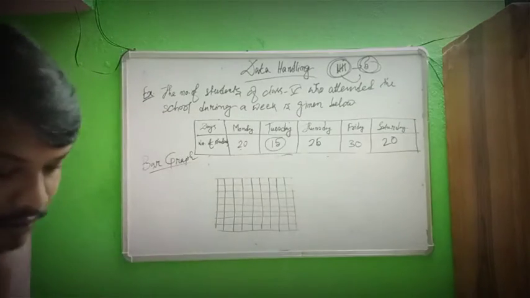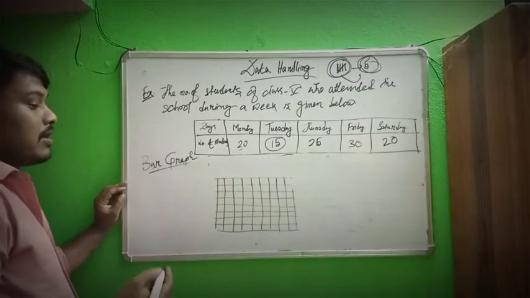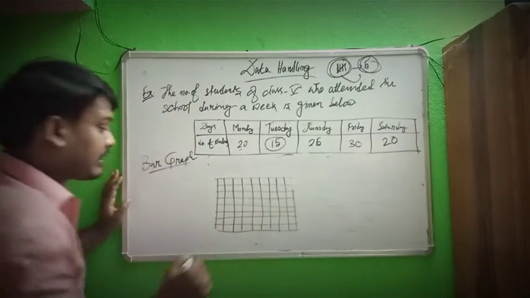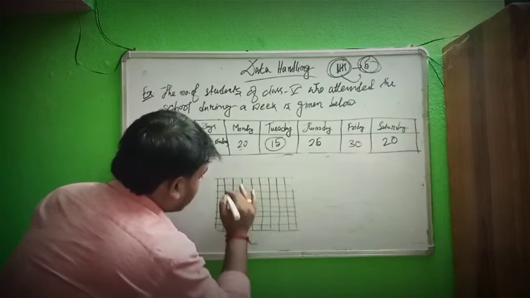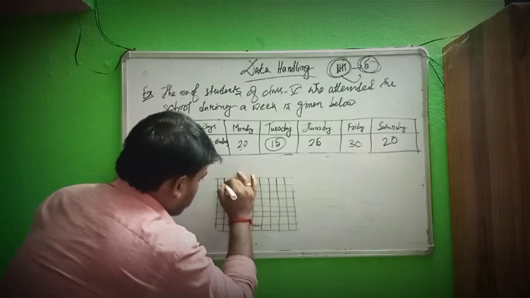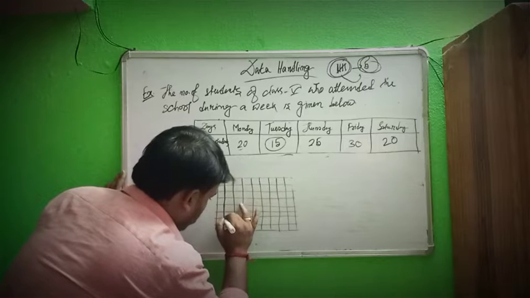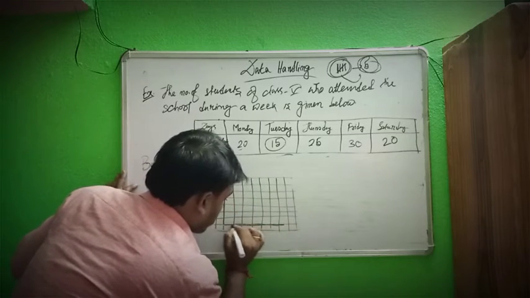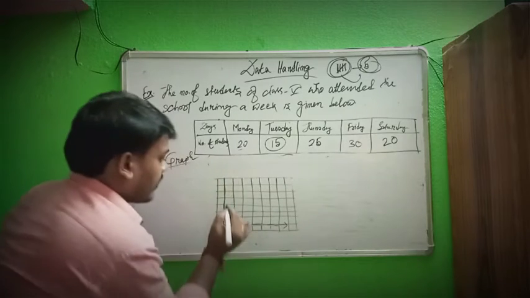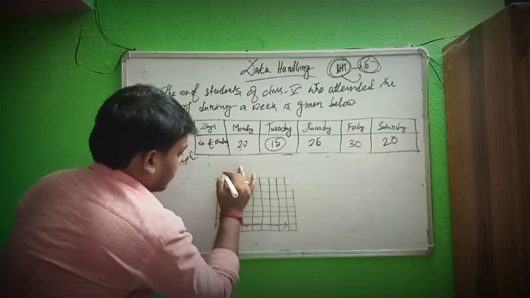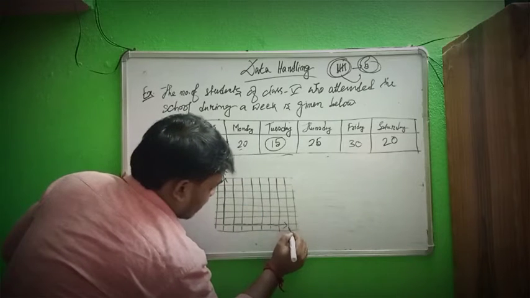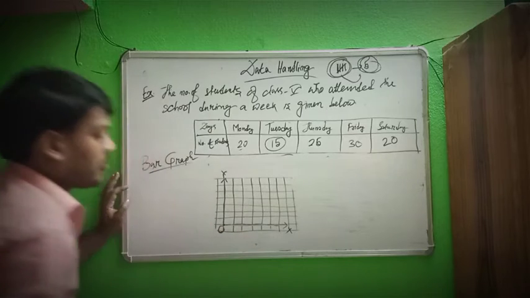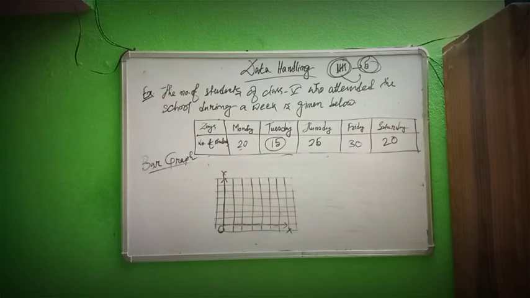Okay, so now we need to draw the bar graph. What is the procedure? First we take two rectangular axes. One is OX, and this one is OY. So it is Y, it is X, it is O. Okay, so we start from here.